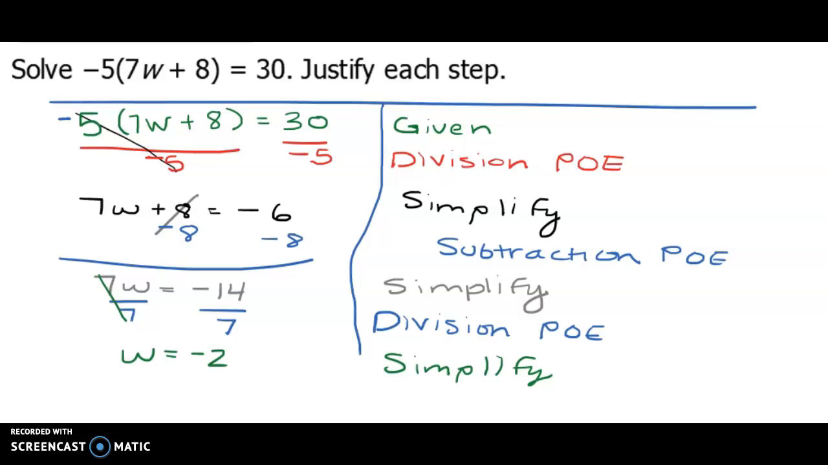All right, this is my proof filled out. Yours should look something like this. I'm assuming there's going to be a handful of you that distributed this first, and that's okay. You just do the distributive property of equality and go. But the end result should be the same, w equals -2. And you should have simplify about every other step on this.